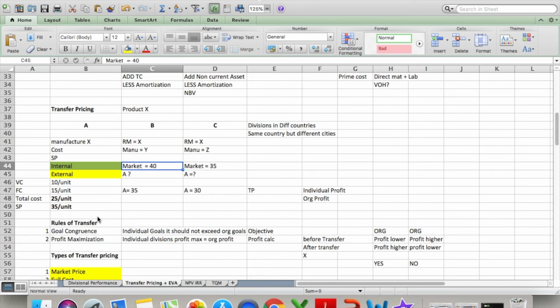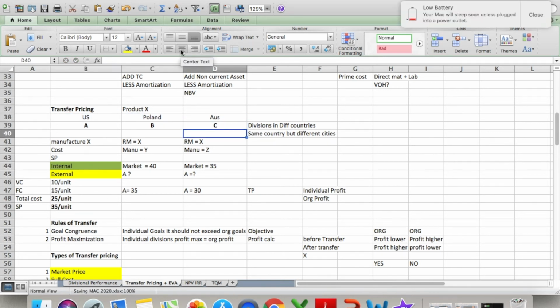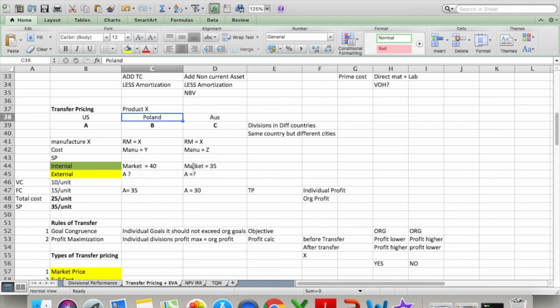Now B manufactures Y, but it needs raw material X to manufacture Y. And the market price where B is, so let's suppose I'm going to give three areas. So let's suppose A is a US based division, B is a Poland based division, C is, let's suppose, Australia based division. So you have three different divisions, right? So what we're seeing is that B is in Poland, right? And C is based in Australia. So we are looking at divisions in different countries.